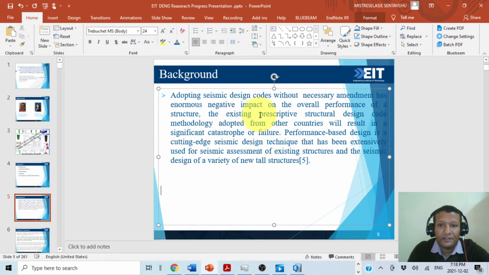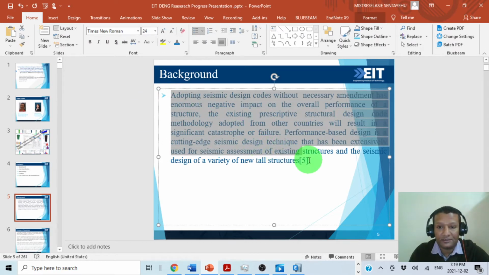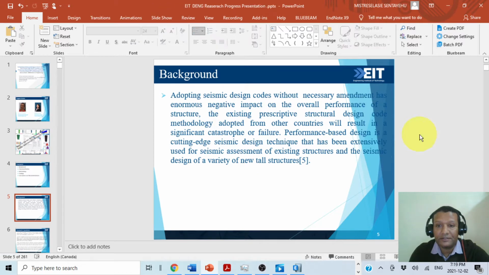Countries are adopting different codes, and they are adopting them without amendment. Even if they amend them, it is still linear analysis. That means it doesn't consider the nonlinearity of a structure. So performance-based design is a cutting-edge seismic design technique that has been extensively used for seismic assessment of existing structures and the seismic design of a variety of new tall buildings. This is the main idea of my research. My research starts from here, then it will go further.